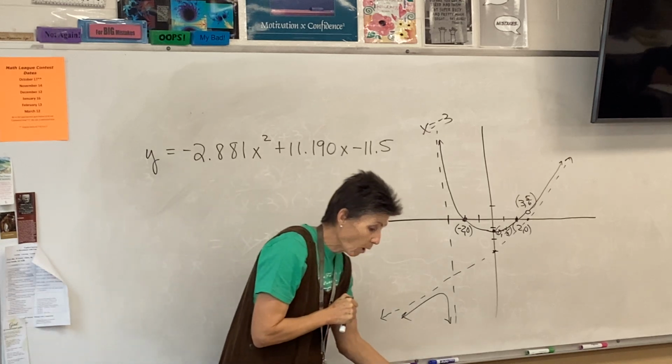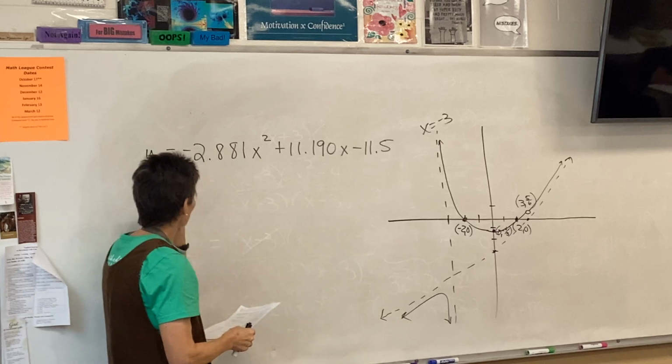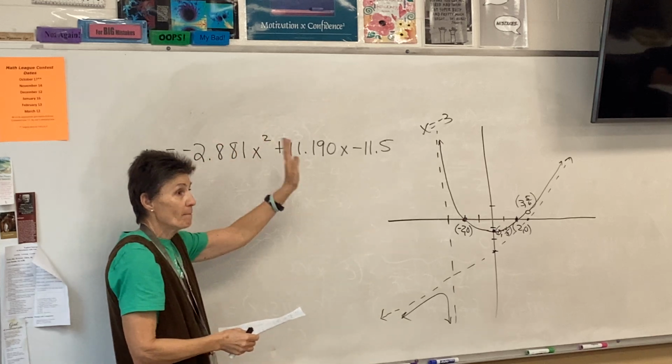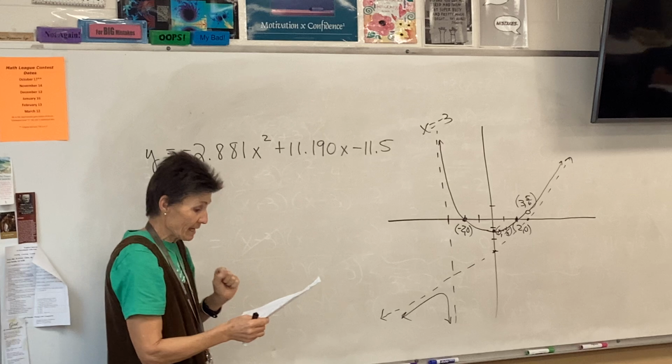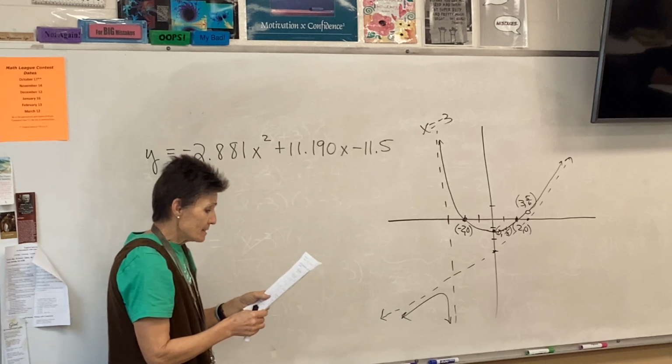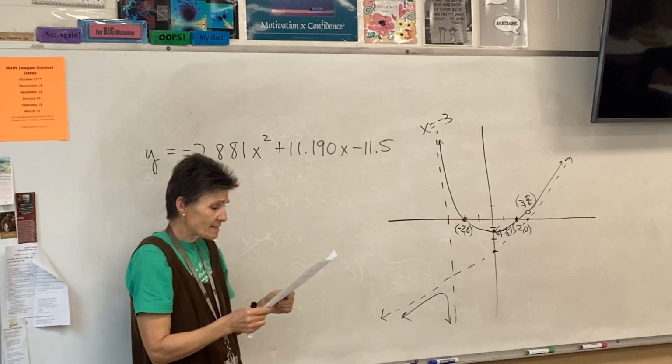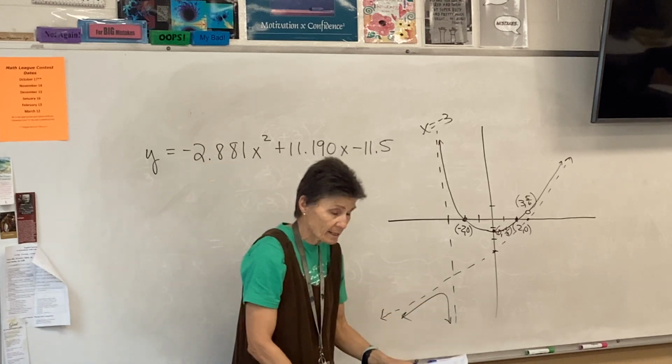So it says find a quadratic model for the data. Well, right there it is. That's the model that my calculator gave me. Does the model over or underestimate at x equals 3?